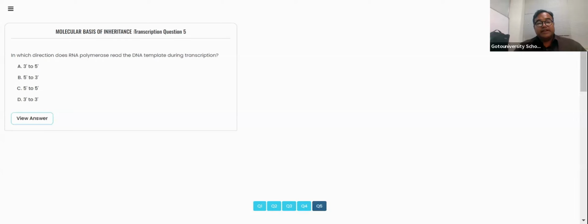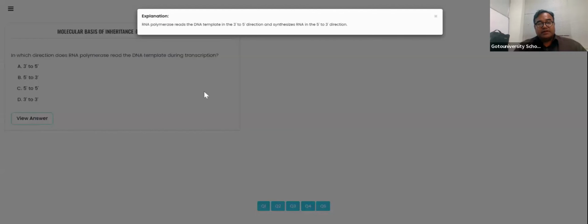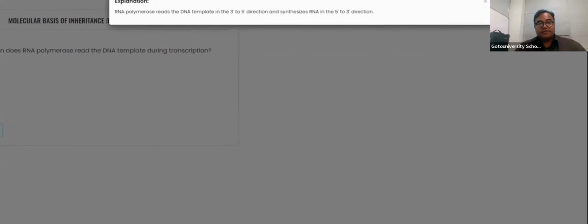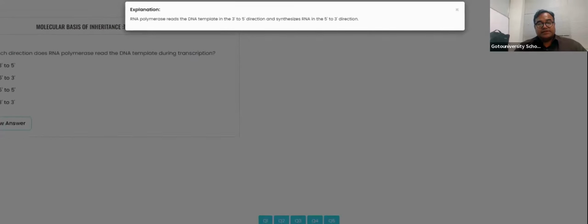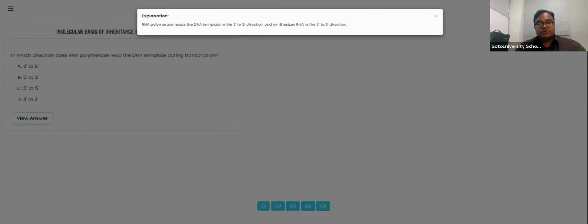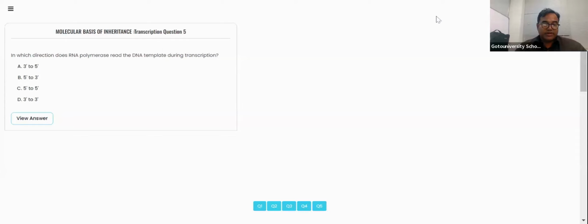RNA polymerase reads the DNA template during transcription in the 3' to 5' direction, and synthesizes new RNA. This is the way you are remembering, right?